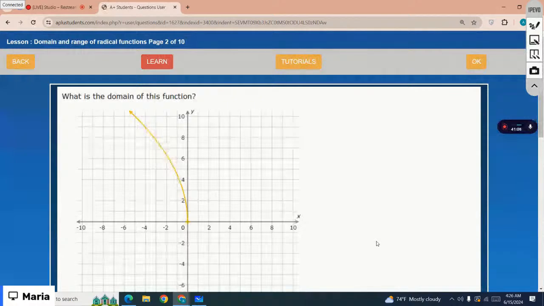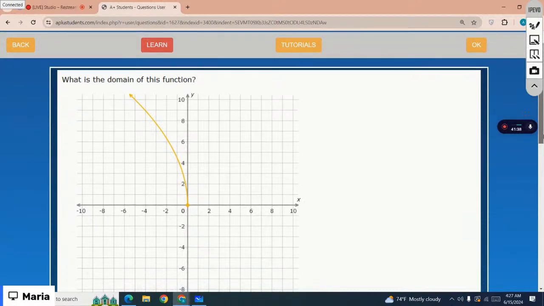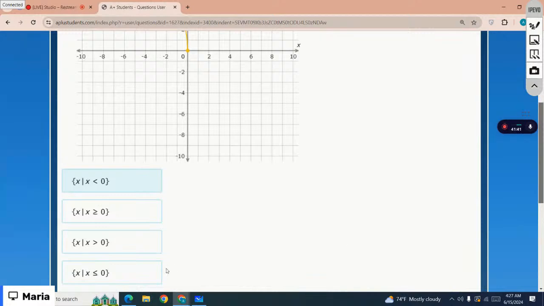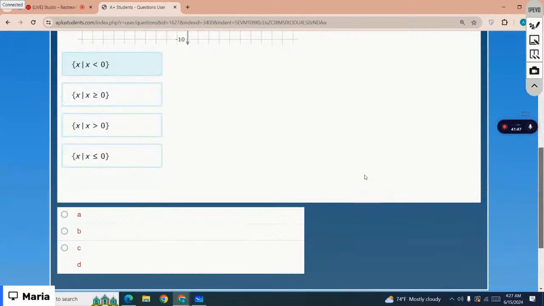What is the domain of the function? That means all the x values, graph is starting from 0 and on the left hand side. So that means all the values that are less than 0 is the solution. So the correct option is x less than or equal to 0. Option number D is the correct option. Got it?